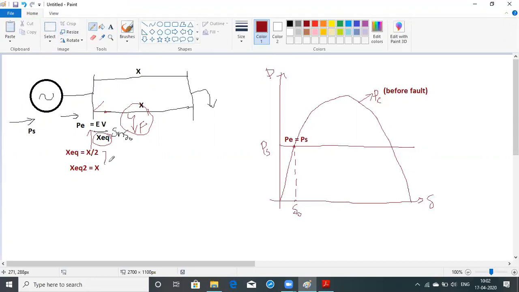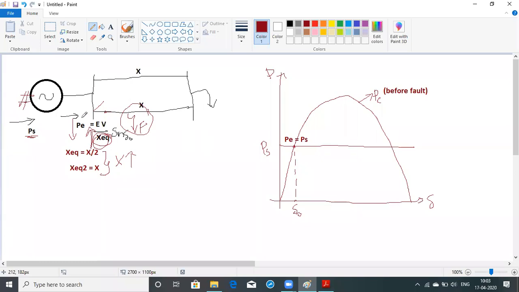If you compare, X is increasing from X by 2 to X. That means this X equivalent is increasing. So when X equivalent is increasing, what happens to the electrical power? The electrical power will decrease. Whereas this PS will always remain constant, because within this fraction of time it is not possible to change PS. So we are always assuming PS as a constant.